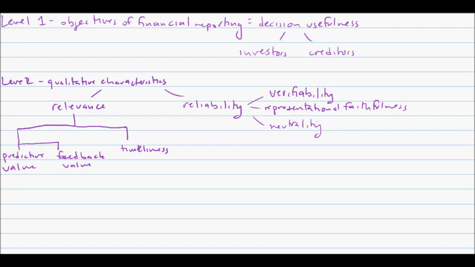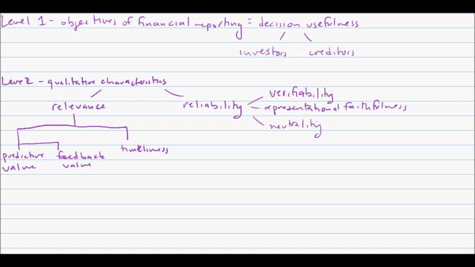And the last ingredient is neutrality. Information has to be neutral and therefore unbiased in order for it to be reliable. For example, if a tobacco company doesn't disclose the details of lawsuits taken against it along with its financial statements, they're taking a biased position in their financial reporting. They're making their company look like it's in a better position than it actually is, which makes the information biased. So in order for information to be reliable, it has to be verifiable, representationally faithful, and neutral.